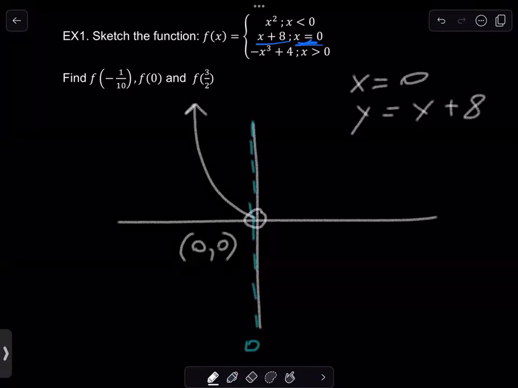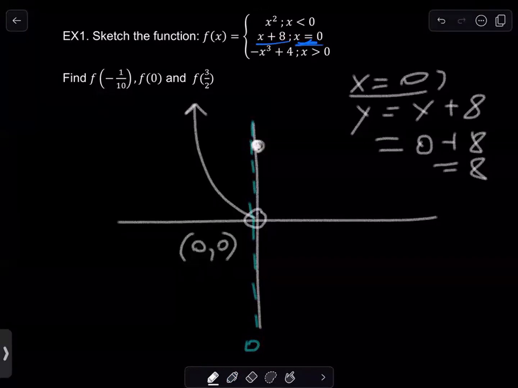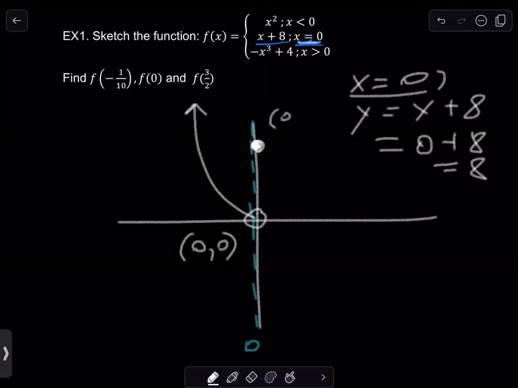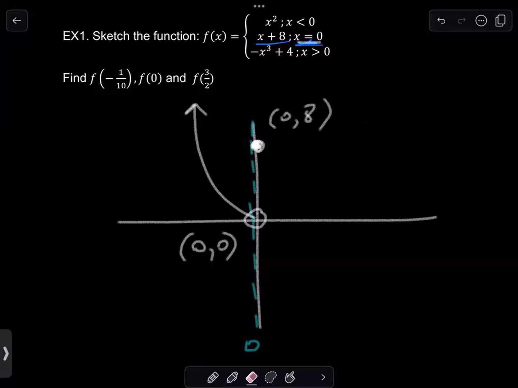How do you work that out? Well, x is equal to 0, so sub in 0 into the y value. We'll have 0 plus 8. That's going to yield plus 8. So plus 8 should be somewhere here. And notice we have equality, x is equal to 0, hence why I have a closed dot here. That point is going to be 0 and positive 8. And that's how we deal with an equality: just a straight equality is going to be a single point on the graph.